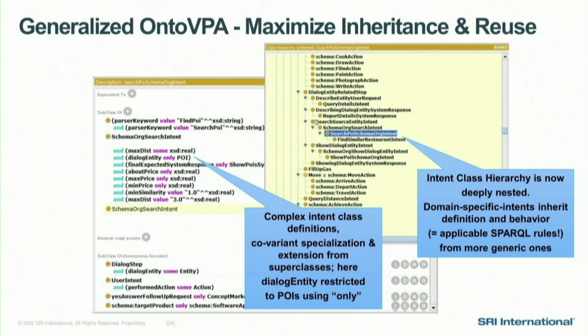For example, the upper-level intent, search source entity intent, is defined to retrieve any source entity from a data source, from the A box. It specifies a query by example dialog entity slot value, and the idea is that a more specialized version of this intent, search POI schema.org intent, restricts the dialog entities to instances of POI. This covariant range specialization of inherited dialog slots is used as a frequent ontology modeling pattern. So rather than accepting generic entities as query by examples, we now require a point of interest entity from schema.org, like a restaurant, for the search POI schema.org intent.